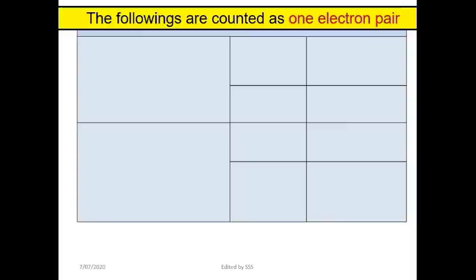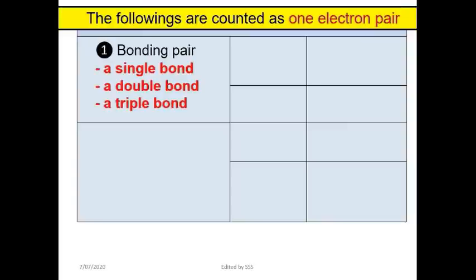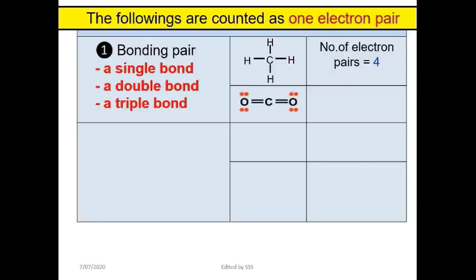The following are counted as 1 electron pair. So first we have bonding pair. Under bonding pair, there are single bond, double bond, and triple bond. For example, we have methane. Methane consists of 4 bonding pair electrons, so the number of electron pairs is equal to 4. What happens when we have a double bond? For example, carbon dioxide. Carbon dioxide contains 2 electron pairs.